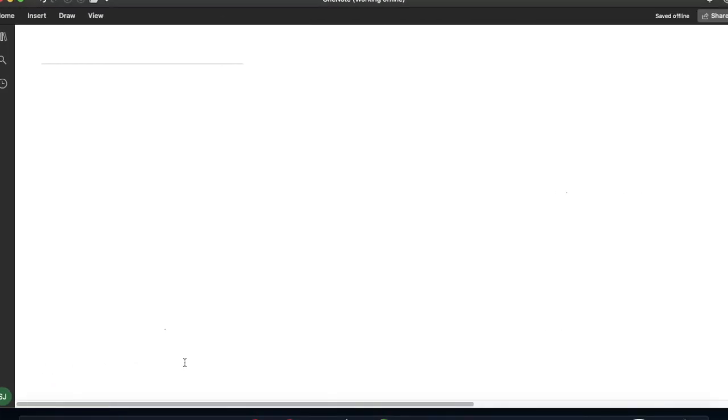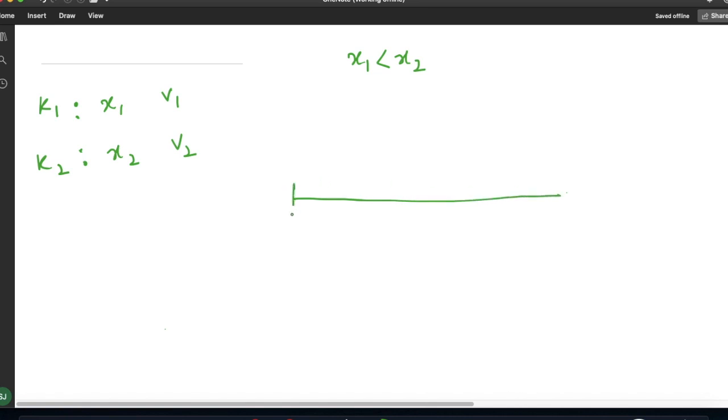In this problem you will be given two kangaroos, suppose K1 and K2, and you will be given their initial positions. Suppose K1 is present at x1 and K2 is present at x2. K1 can jump v1 meter at a time, whereas K2 jumps v2 meter at a time. Also one constant is there, that x1 is always less than x2. Means if I draw on a number line, suppose starting from 0.